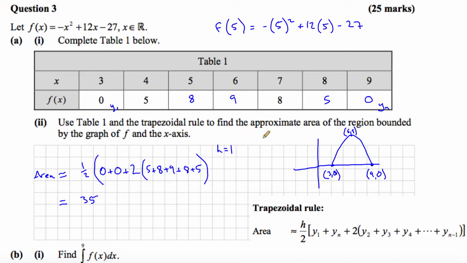So because they asked us for an approximate area, that 35 is going to be in units squared, because we're not told if it's centimeters or meters or anything like that. So 35 units squared is the answer.